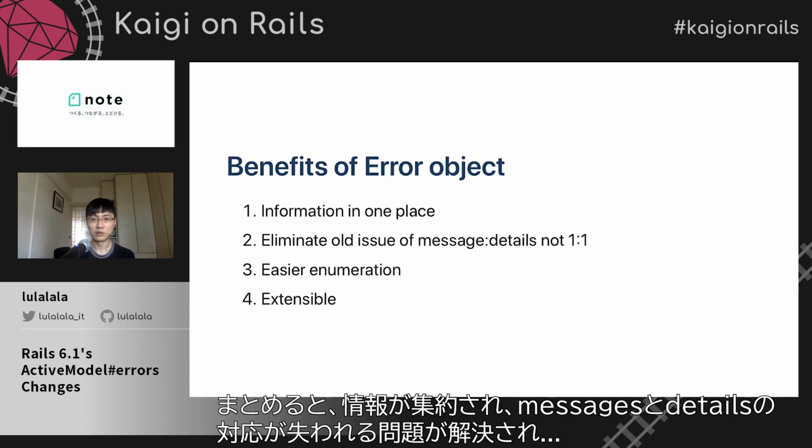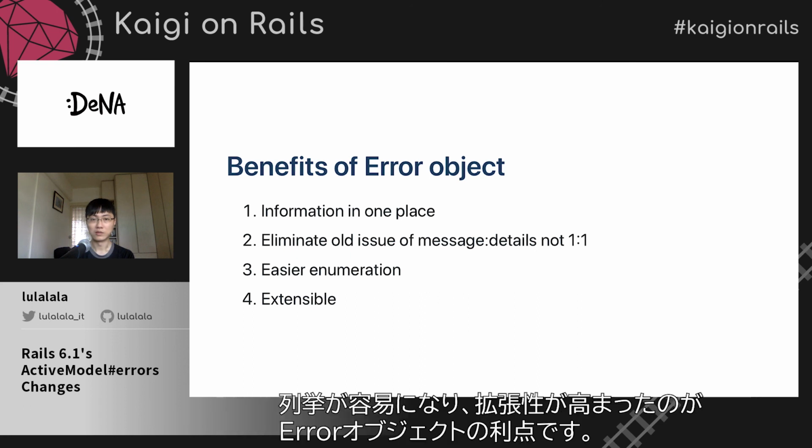As a conclusion, the benefits of error objects are that the information is in one place. It eliminates the old issue of message and details not being one-to-one. It's easier to enumerate and it's also extensible.